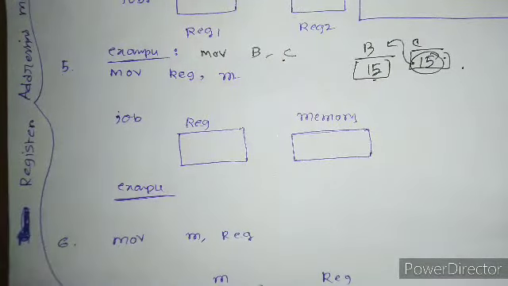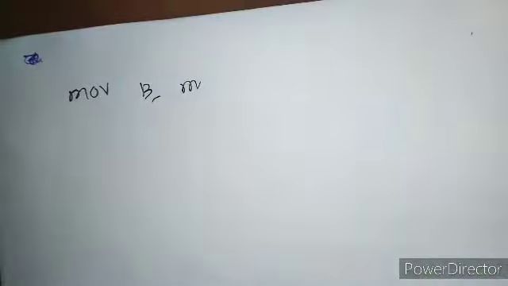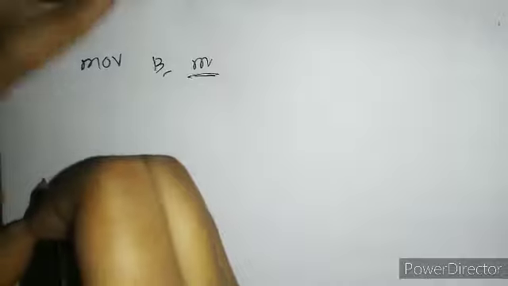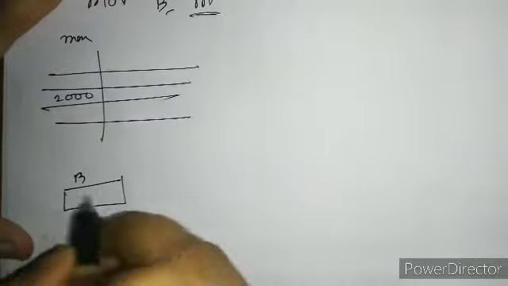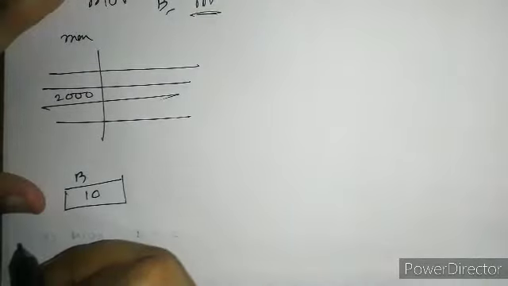Next is MOV register comma M. Okay, let's draw. What does this instruction say? MOV B comma M. Register name, whatever you can decide, I've taken B. First, M. So there is something in the HL pair, let's say 2000. This is our memory. This is address 2000H. And there is something in our B register, suppose 10. What does this mean? First of all, whatever is in M, you have to move it to B.